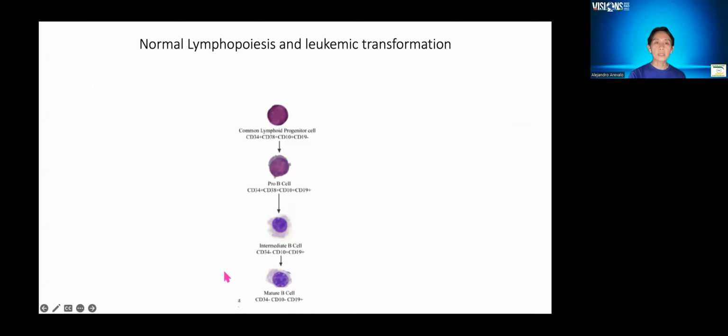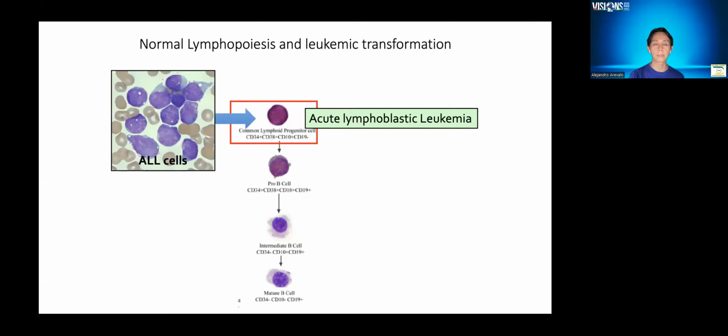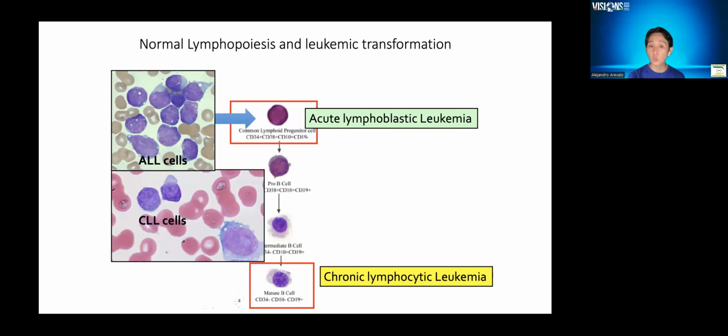Now, if you're going to look at the differentiation of your lymphocytes, if you have clonal proliferation of the lymphoblasts, you call it acute lymphoblastic leukemia. On the other hand, if you have proliferation of your mature lymphocytes, you call it chronic lymphocytic leukemia. And sometimes you would see these cells, as previously explained, your prolymphocytes, which are actually cells that are intermediate between your lymphoblasts and your mature lymphocytes.